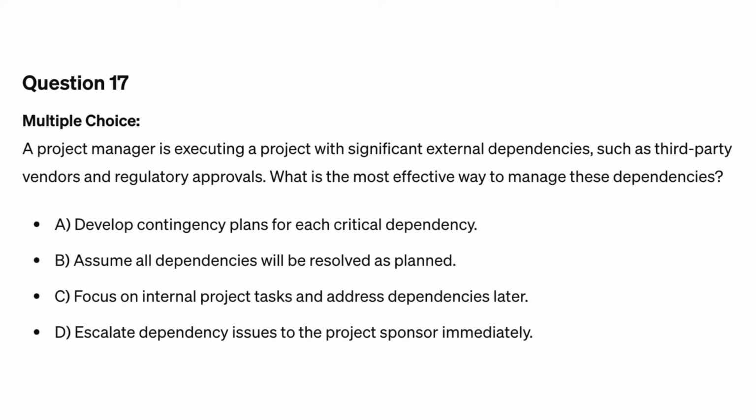Question 17. A project manager is executing a project with significant external dependencies, such as third-party vendors and regulatory approvals. What is the most effective way to manage these dependencies? A. Develop contingency plans for each critical dependency. B. Assume all dependencies will be resolved as planned. C. Focus on internal project tasks and address dependencies later. D. Escalate dependency issues to the project sponsor immediately.